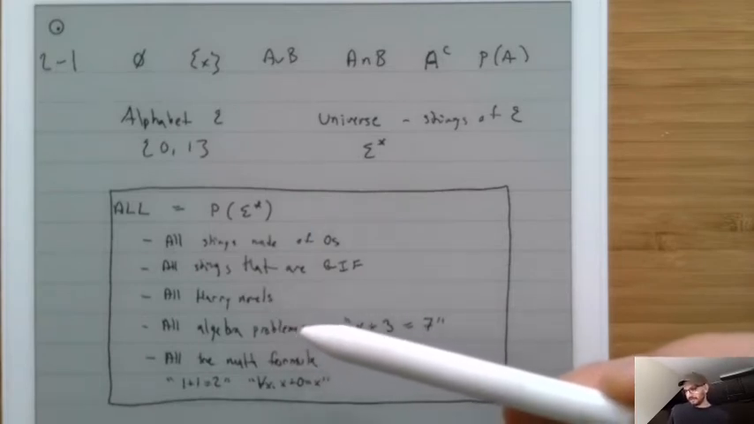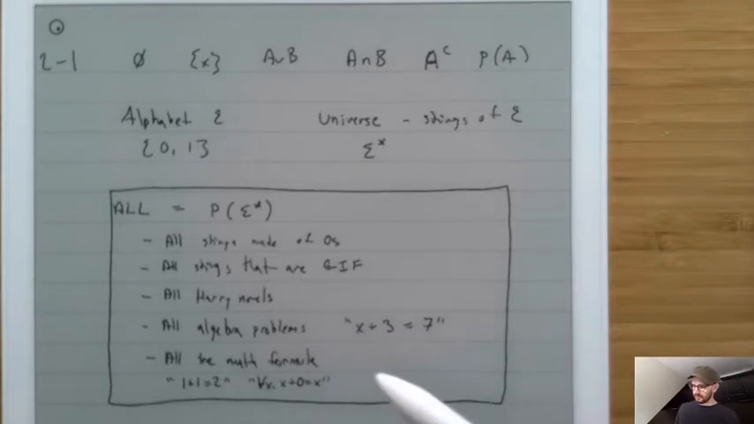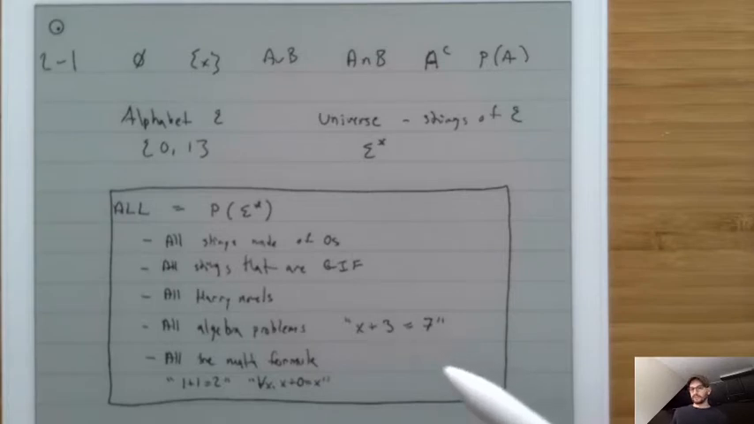There's definitely an infinite number of algebra problems, because, for instance, we could have x plus 0 equals 1, and x plus 0 equals 2, and x plus 0 equals 3, so there's as many as there are naturals. Similarly, there are definitely infinitely many true math formulas. So most of these examples over here are infinite.